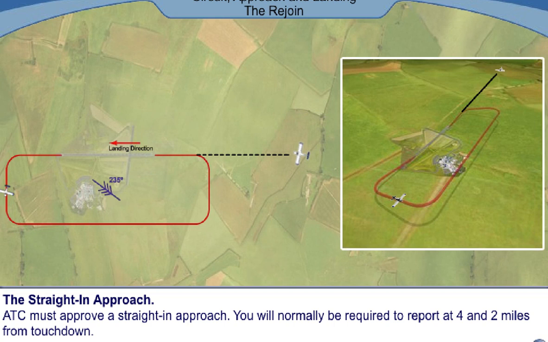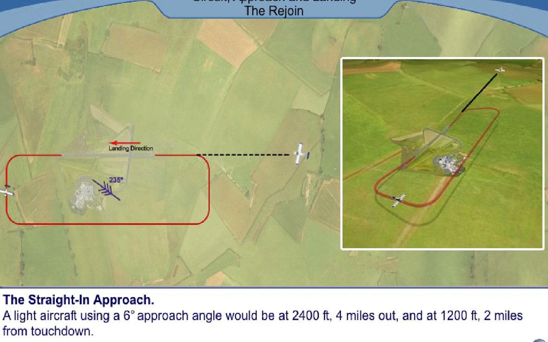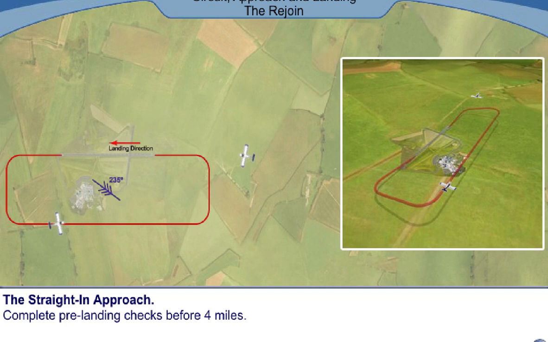At 4 and 2 miles from touchdown on a 3-degree approach angle, the aircraft would be at 1,200 and 600 feet above airfield level respectively. A light aircraft, however, would normally fly a steeper approach and be at 2,400 feet at 4 miles out and 1,200 feet 2 miles from touchdown. Pre-landing checks should be completed before you're 4 miles from touchdown.